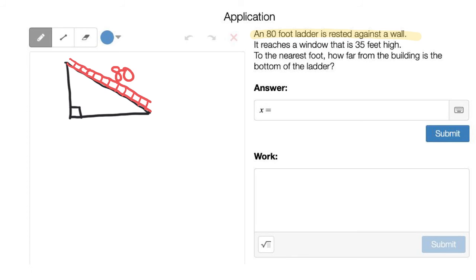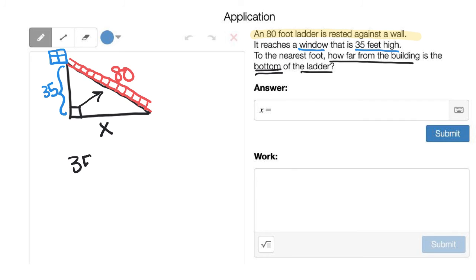Then I see that a window is 35 feet high. High implies up and down. So we'll assume the window is on the house and not on the ground. Okay, and it says it's 35 feet high. So this side is 35. And then lastly, it asks how far from the building is the bottom of the ladder. Bottom. So I know that X is at the bottom. So looking at my picture, 80 is going to be my hypotenuse. So I have 35 squared plus X squared equals 80 squared.